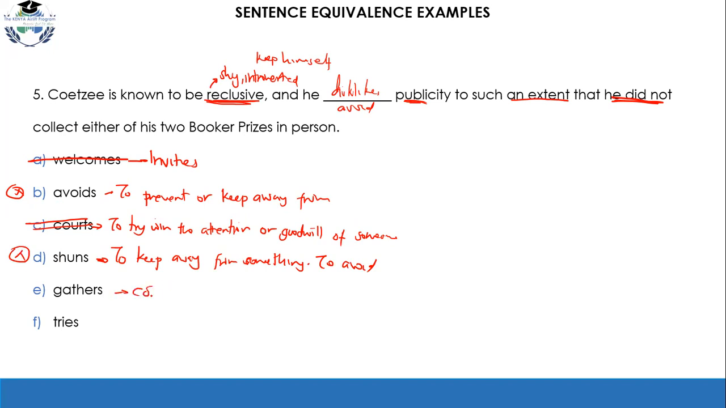Gathers means collects. It doesn't even make sense here. I would automatically eliminate this. And then tries to experiment with. So does he experiment with publicity? Again, this does not really work for us. So that will give us avoid and shun. So Coetzee is known to be reclusive, and he avoids publicity to such an extent that he did not collect either of his two Booker prizes in person. Or Coetzee is known to be reclusive, and he shuns publicity to such an extent that he did not collect either of his two Booker prizes in person.